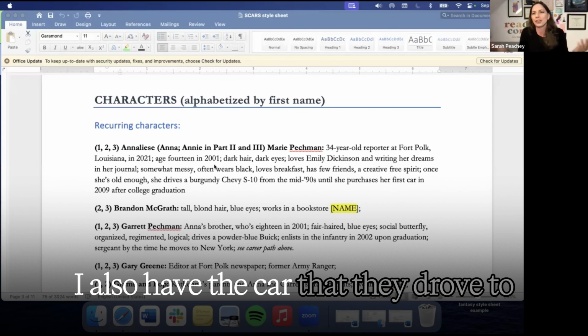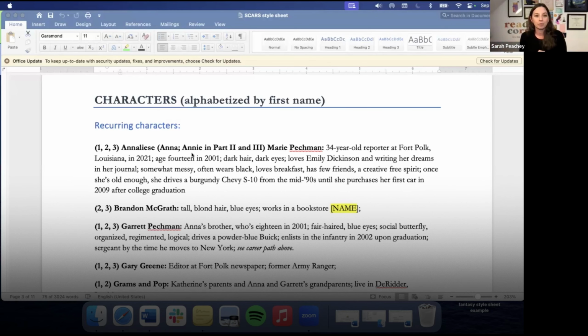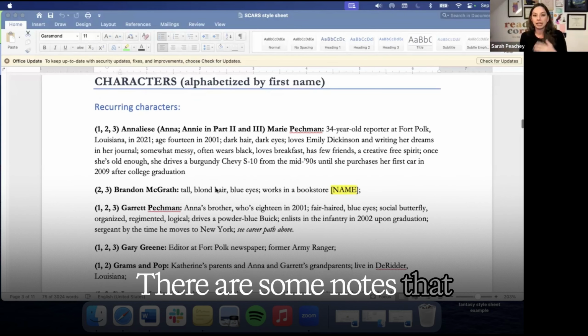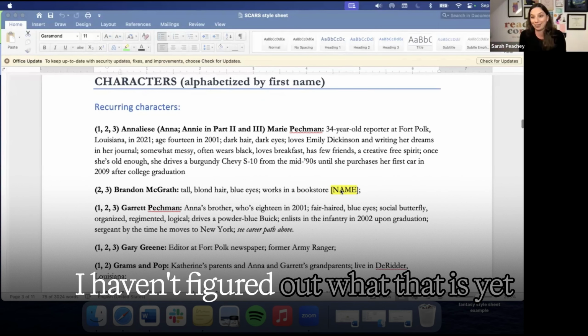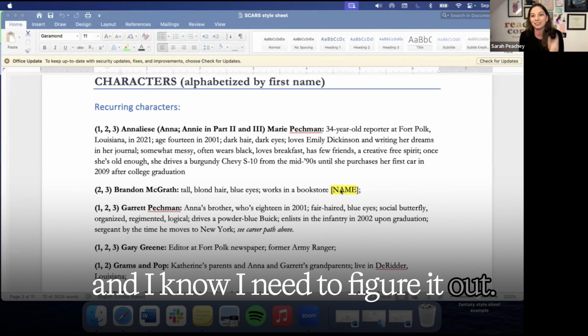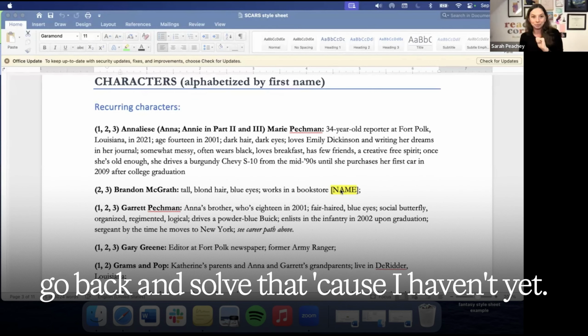I also have the car that they drove to make sure I remember what I put. There are some notes that I do leave for myself too. That's why you see name highlighted in yellow. I haven't figured out what that is yet, and I know I need to figure it out. So that's my reminder that I still have to go back and solve that because I haven't yet.